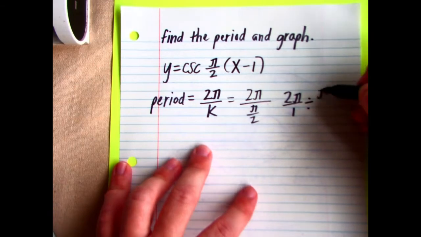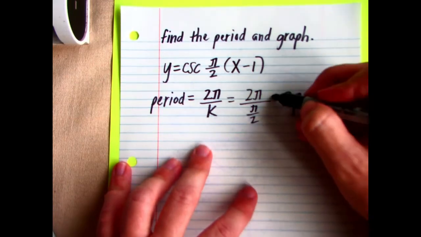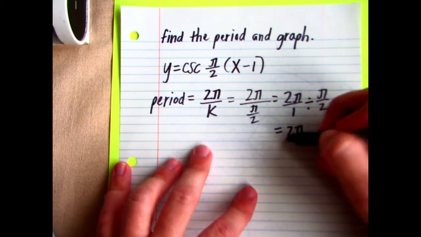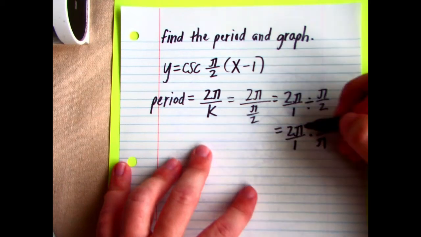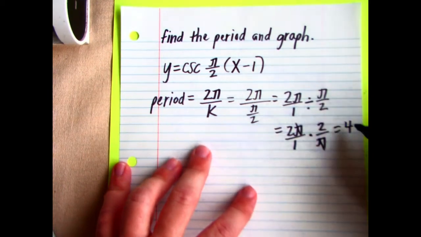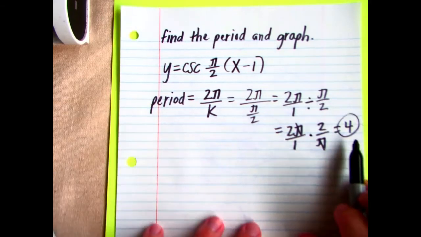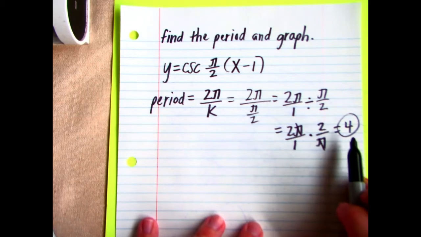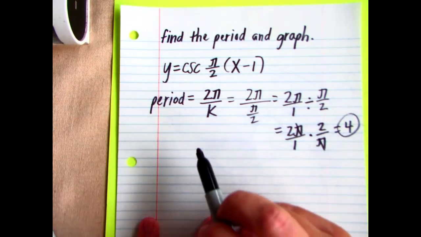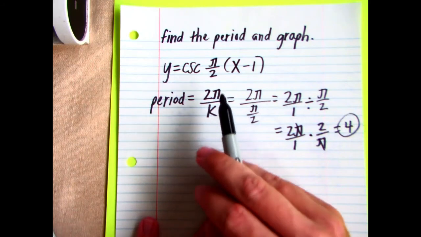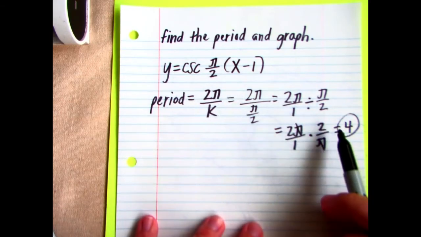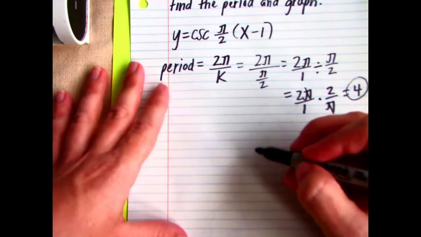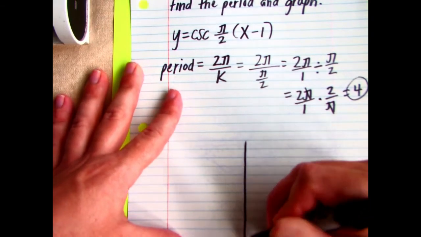We have to reduce, just like dividing fractions. We'll multiply by the reciprocal. So when all is said and done, my period is 4. This is a little bit unique. My period doesn't have a pi in it. The period is just 4. My k value had a pi in it, but my period doesn't, so that's going to affect how I set up my axes.